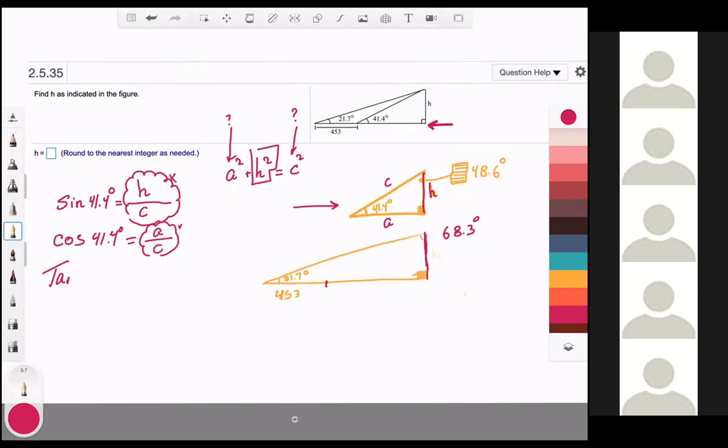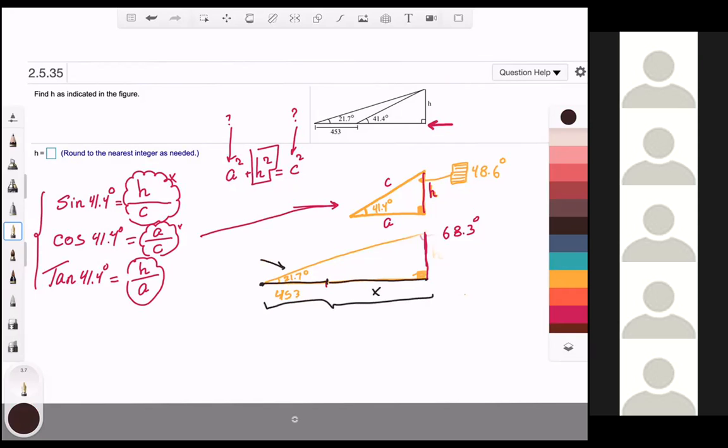What about tangent? Tangent of 41.4 degrees equal to opposite over A, correct? Again, we have two unknowns. But so I have this one from this triangle. I'm gonna write the same thing for this triangle. This much is 453. From here to there, I'm gonna call this one X. Then this length will be X plus 453.